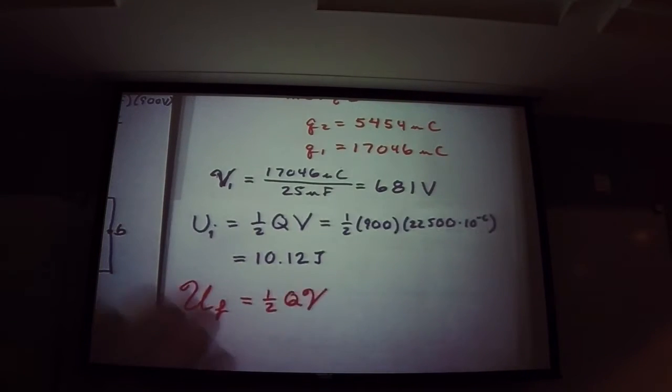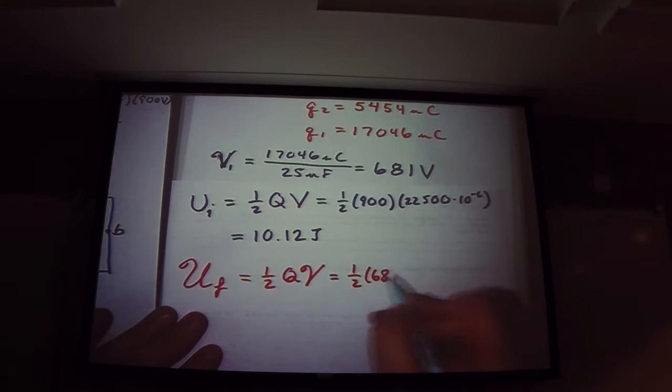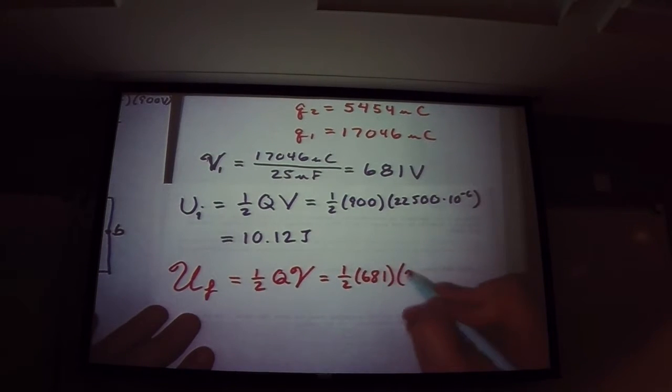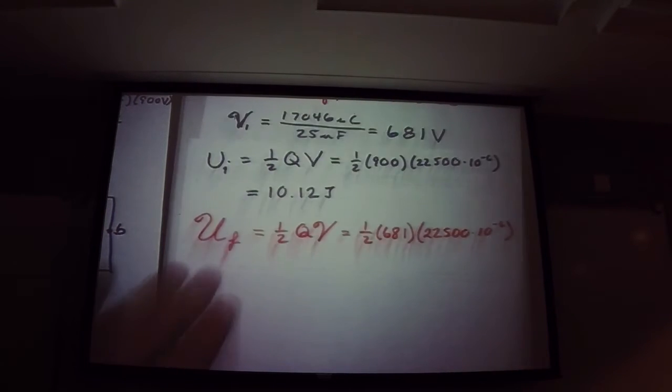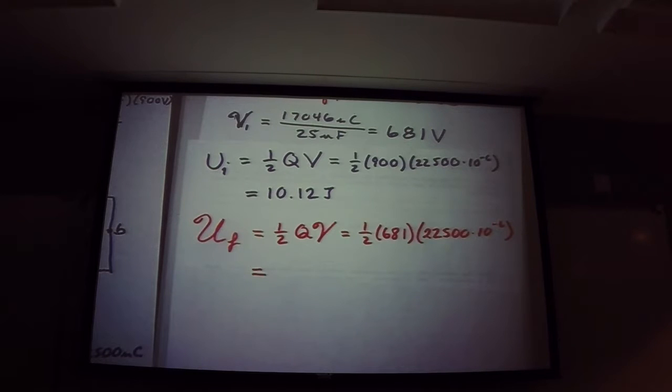So in this case, it's 1/2, 681, 2,500. So what'd you get for the final energy? 7.66 joules.